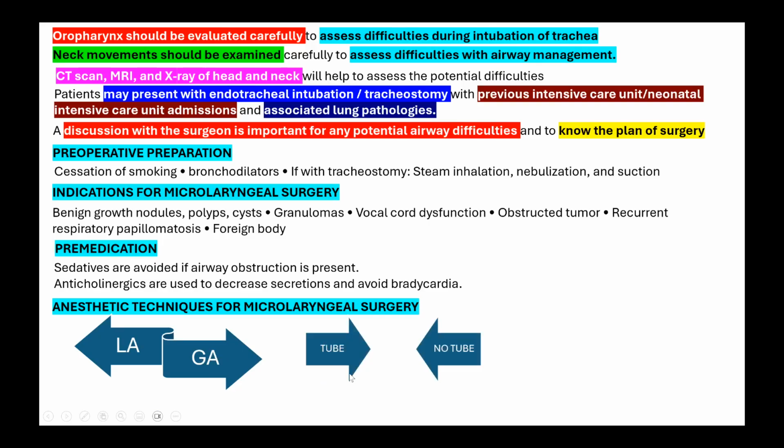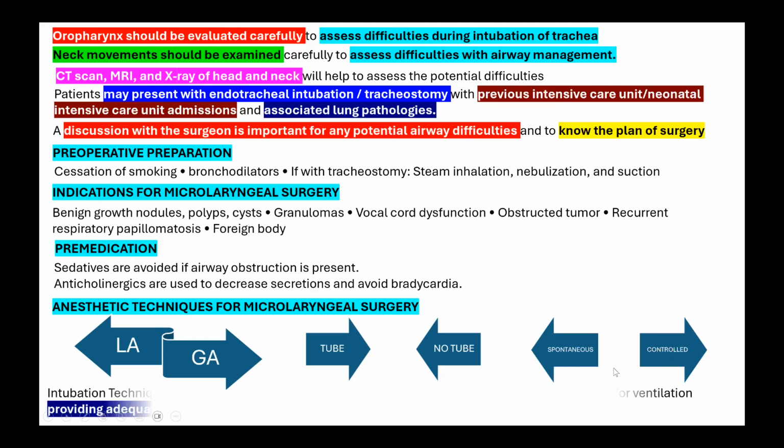The second thing is whether you are going to intubate or have a tubeless anesthesia. And the third thing is whether you are going to preserve the spontaneous respiration by not giving any relaxant, just depend on TIVA or inhalation induction agents, or whether you are going to paralyze the patient with non-depolarizing muscle relaxants and controlled ventilation. In the case of controlled ventilation, whether it is going to be through a microlaryngeal tube or through the standard or high frequency jet ventilation technique is the next thing that you have to plan.